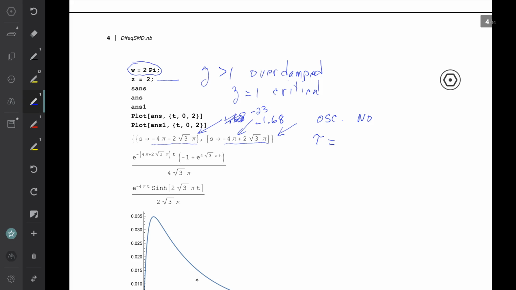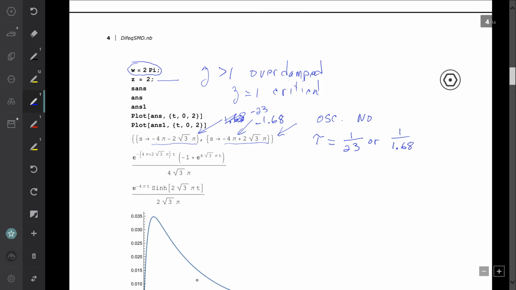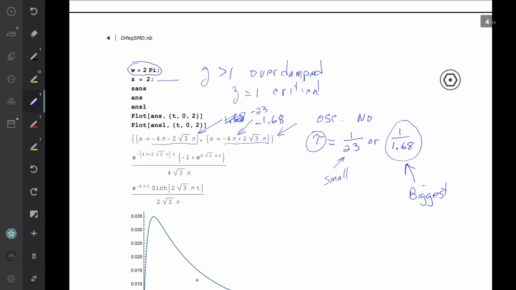So you have two of them, 1 over 23, or 1 over 1.68. This one here is clearly the larger one. This one is very small. And so you have to decide which time constant you return on an exam. It's this one. You always return the biggest. Whichever one it is, you pick out the biggest one. The idea is that the time constant is supposed to tell you the length of time it's going to take until it gets to about 62 some odd percent of where it's headed.